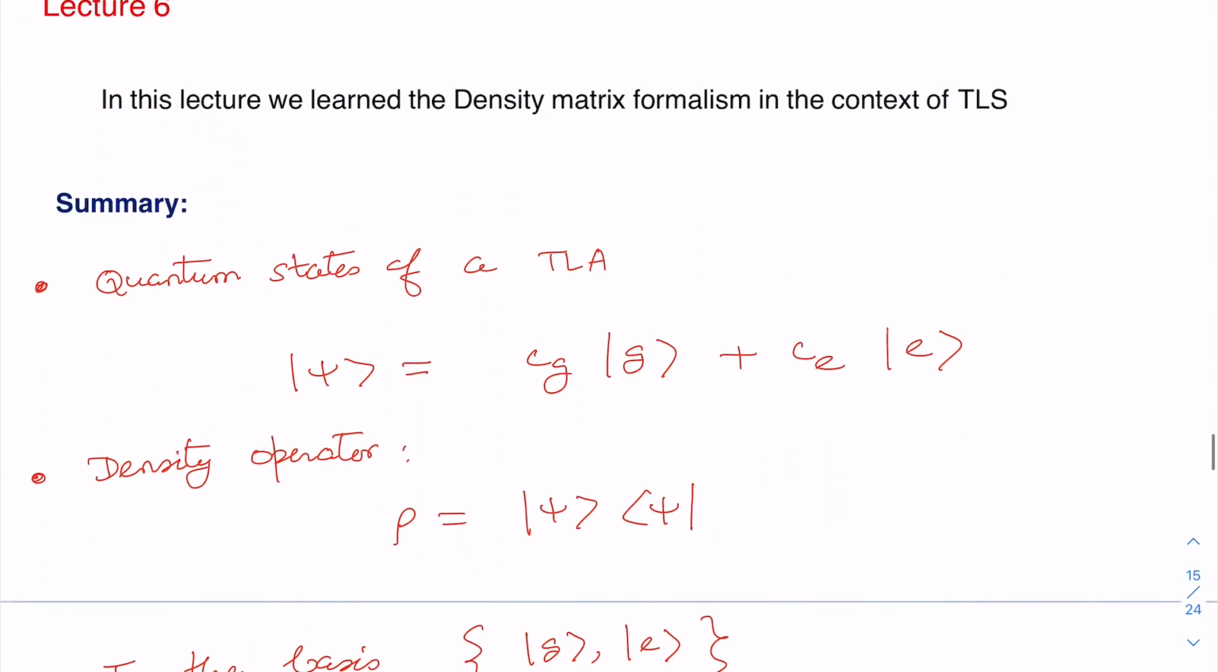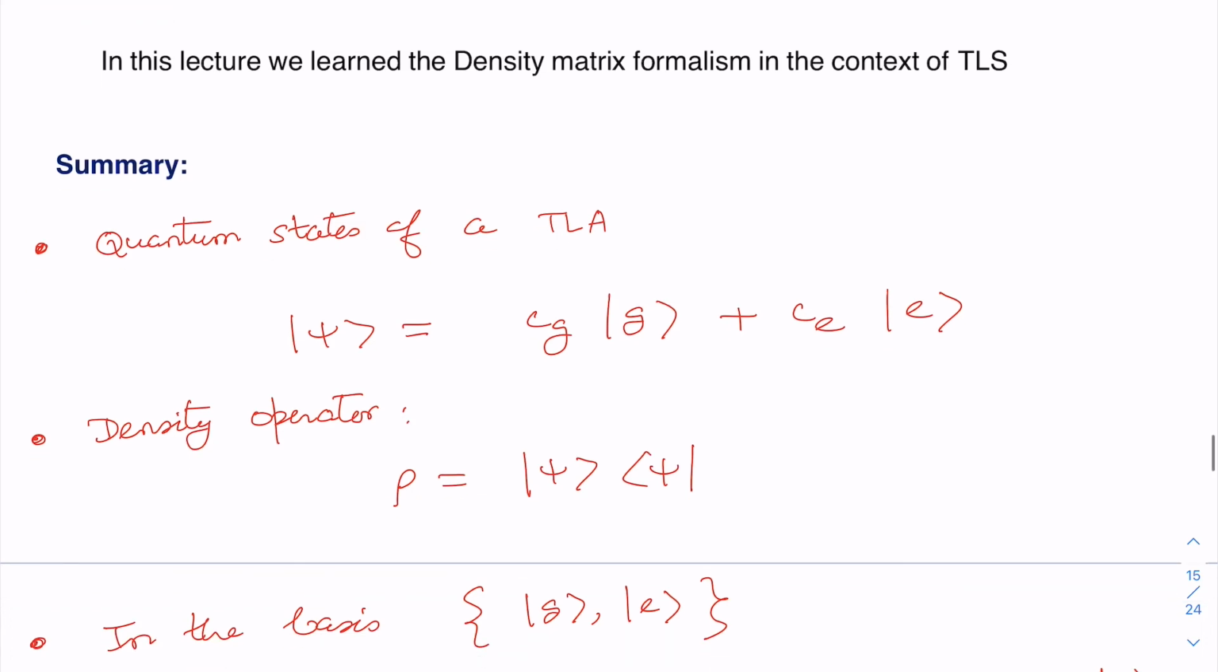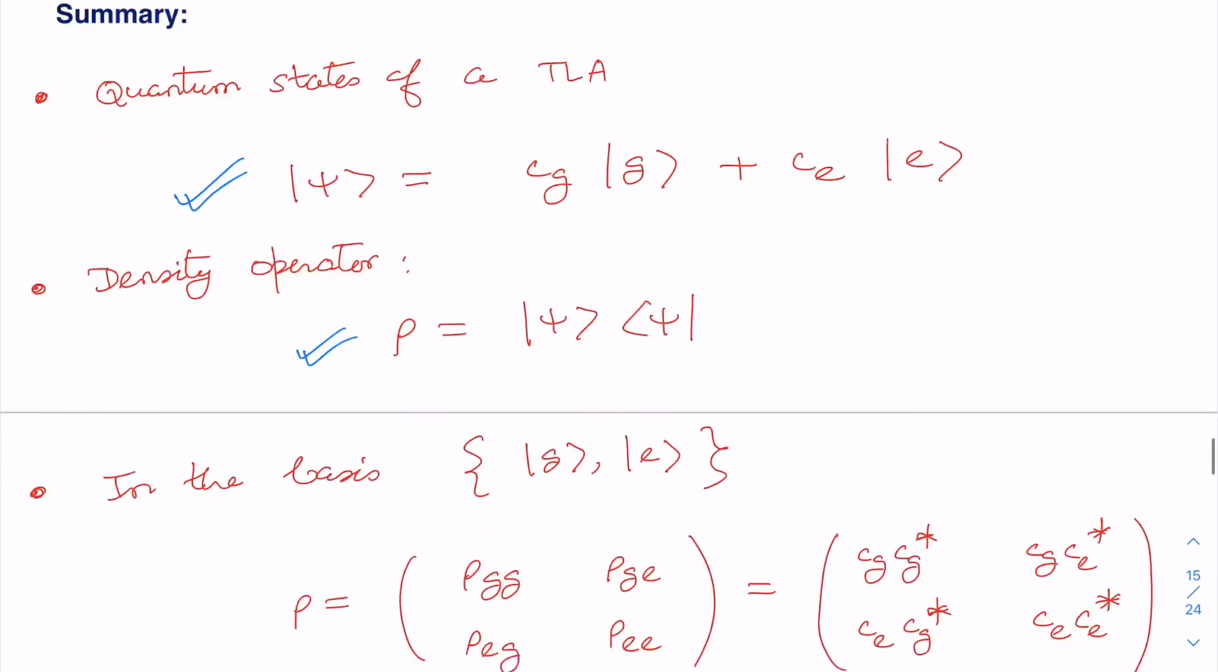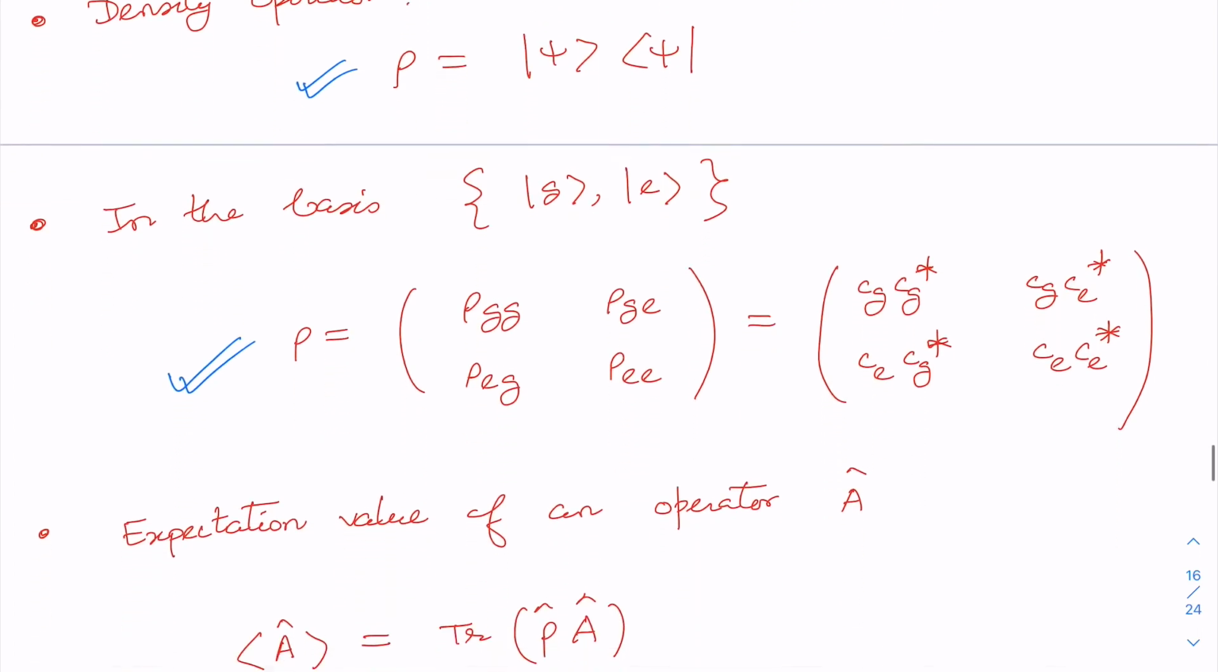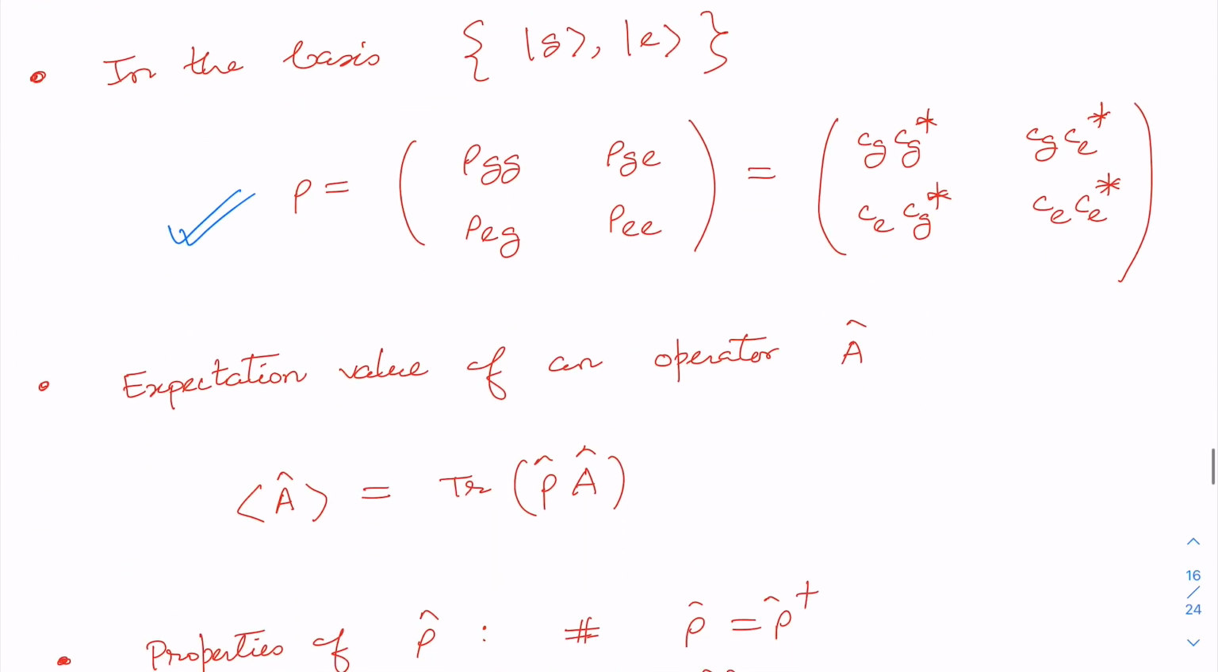And in lecture 6 we learned the density matrix formalism in the context of a two-level system. We saw that if we consider a single two-level system, or a pure system, which is simply represented by this wave function, then the density operator is written in this form. In the ground state, excited state basis, the density operator can be written as this 2 by 2 matrix, and the expectation value of an operator A can be worked out just by taking the trace of the product of the density operator and the operator A.